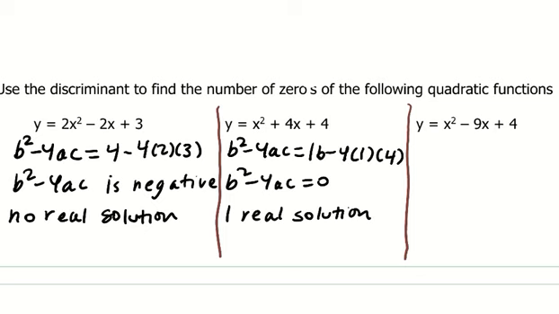And then over here, well, I would expect this to come back positive since I've gotten one that's negative and one that's 0, but let's look. B squared minus 4ac is 81 minus 4 times 1 times 4 is 16. That's a positive number. Okay, it's positive, therefore I'm getting two real solutions.